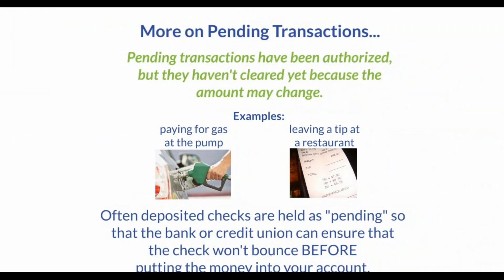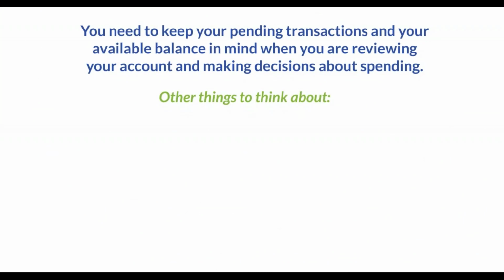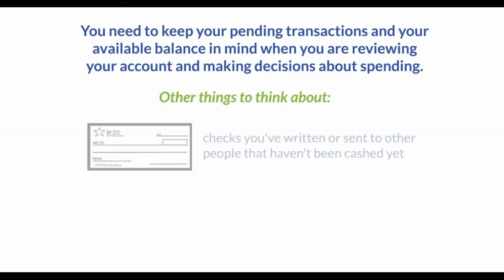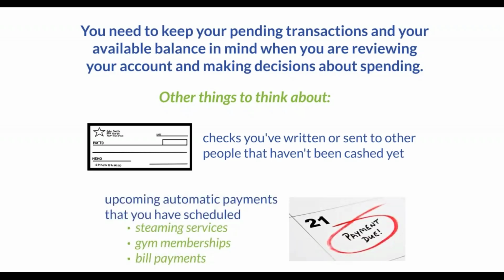After that, we discuss pending transactions a little bit more. And then we have them think about other things to consider when they're making decisions about their spending. That includes checks that they've written to other people that haven't been cashed yet, as well as other upcoming automatic payments that they may have scheduled.